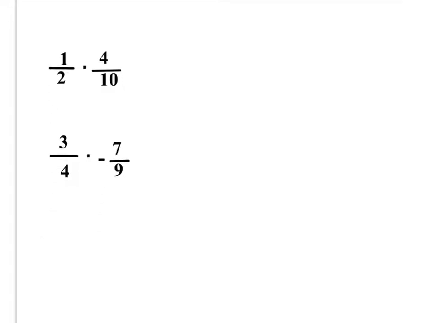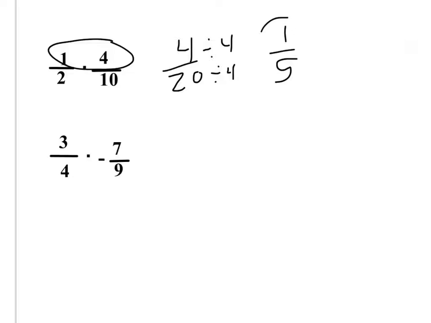Write these down. Alright, we have 1/2 times 4/10. So, I multiply the numerators. I multiply denominators. Okay, this is 4 over 20. I can reduce it. I can divide both of these by 4. So that gives me 1 over 5, and there is my answer.